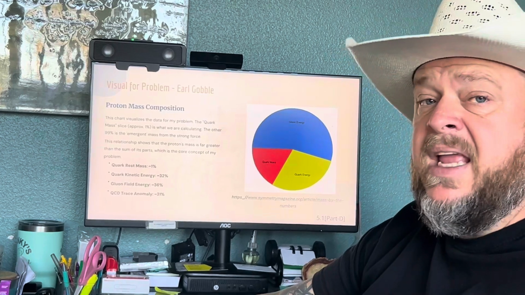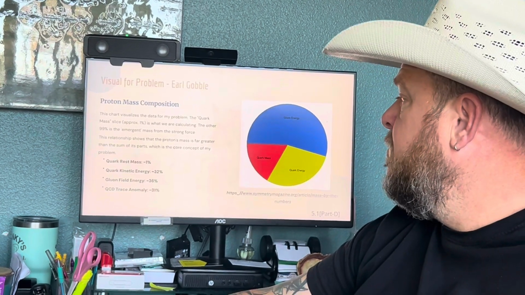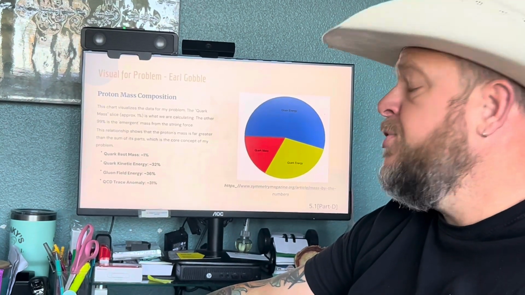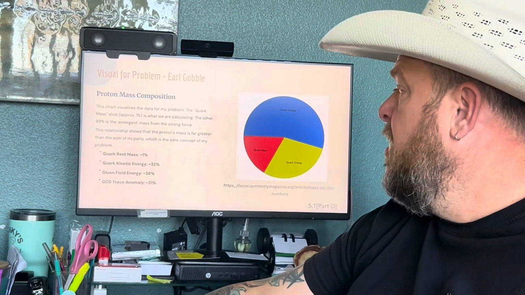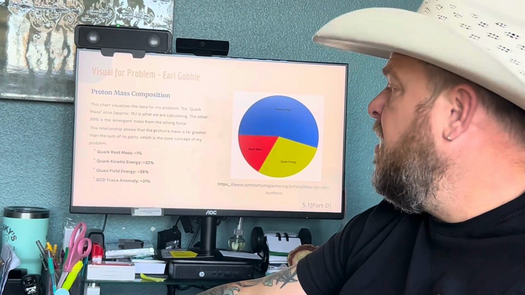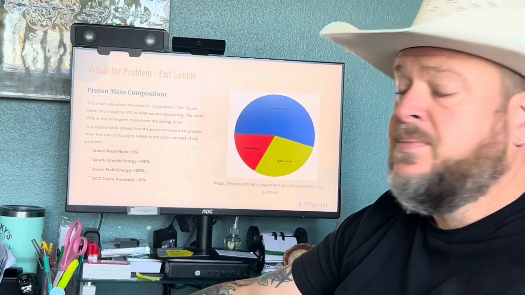The quark kinetic energy is 32%. The gluon field energy is 36%. And the QCD trace anomaly is 31%.